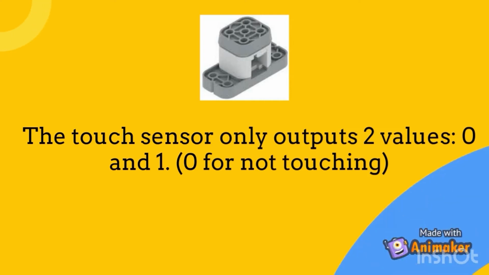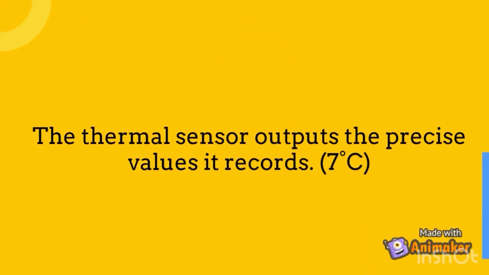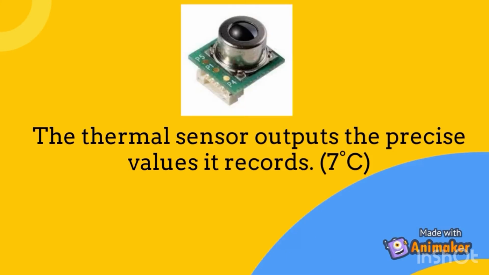So the examples I showed were the touch sensor, which outputs two values, 0 and 1. 0 for not touching and 1 for touching, so that's digital. The analog one, which is the thermal sensor, outputs the precise value it records, so maybe 7 degrees Celsius, and that's the value it outputs.